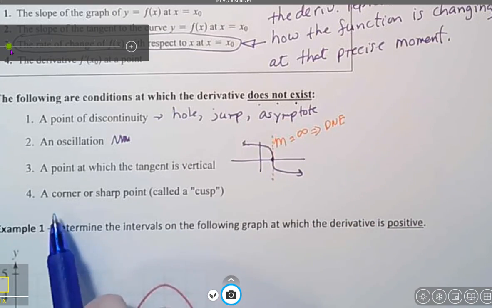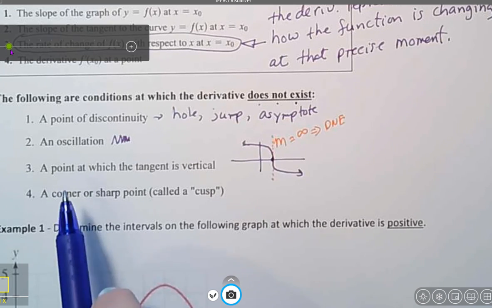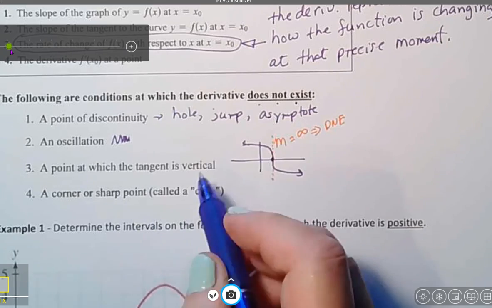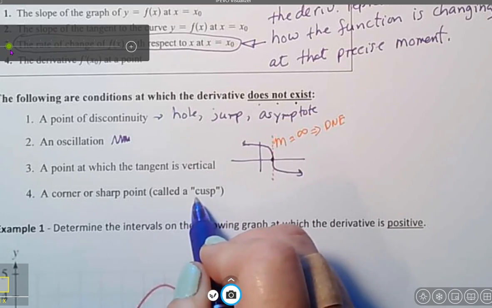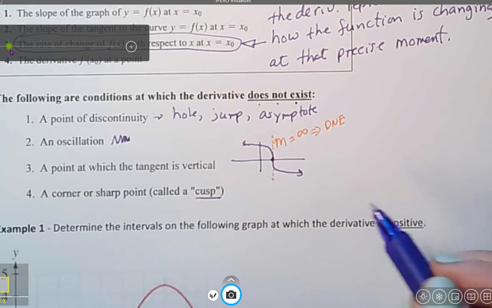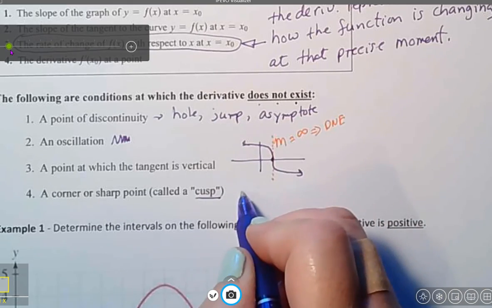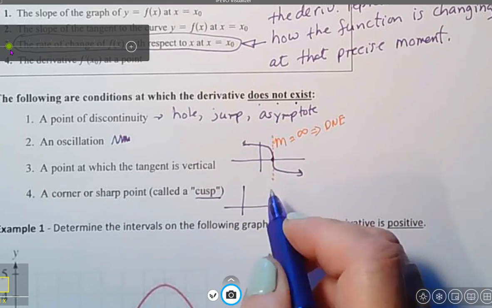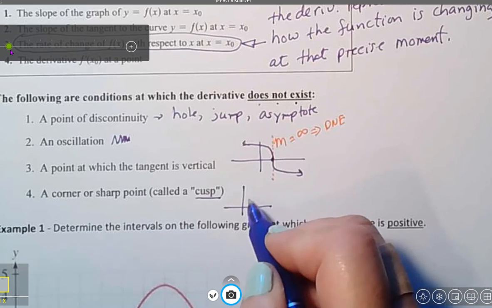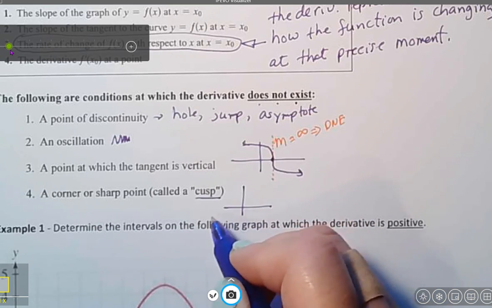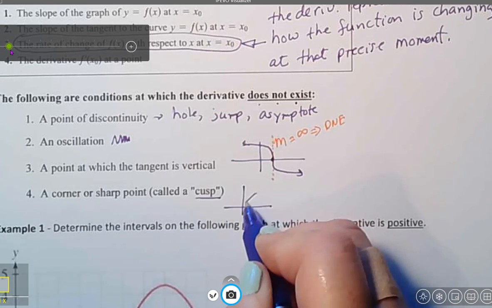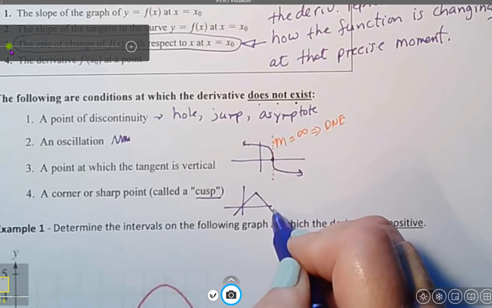Now this next one may not make a whole lot of sense to you. The derivative does not exist at a corner or a sharp point. These are called, on a graph, a cusp. A good example of a cusp might be an absolute value function. I'm going to do a transformation over here. What if I reflect it and it looks something like that?